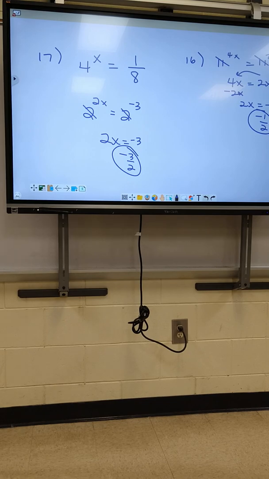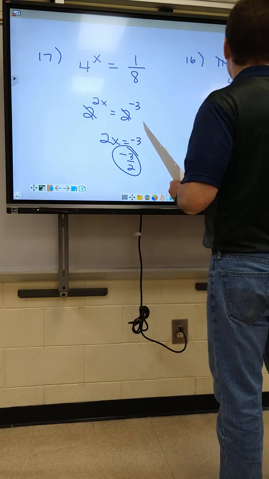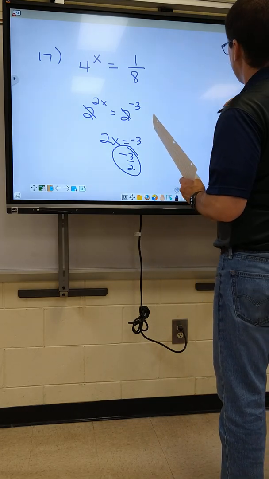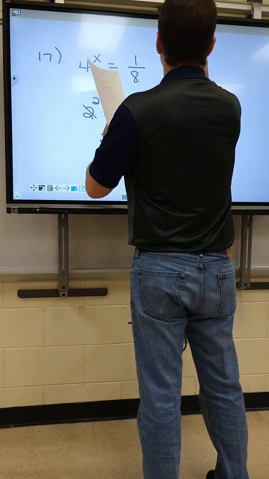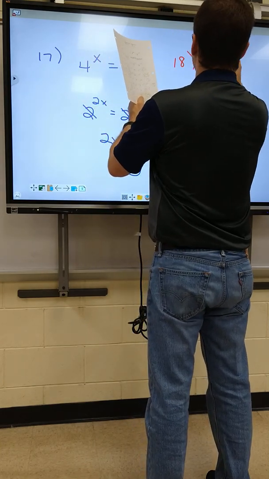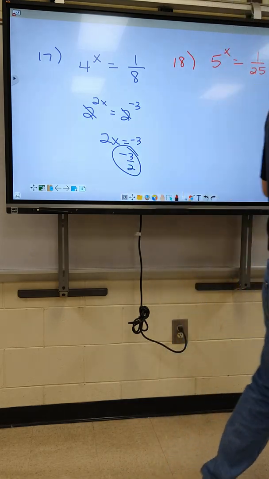All right, what about 18? Same thing. You guys do 18 and 19. Same kind of problem. Yeah. Use your calculator. There's what's not there for 25. It's 5 squared. There you go, Adam. Let me write it down. 18 is 5 to the x equals 1/25. Yeah, 18 doesn't look bad.